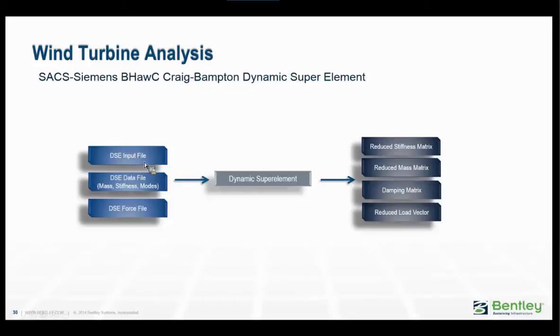And finally the third step is to use the dynamic superelement input file, which describes the type of damping you require, etc., and also the data file and the force file. And then after the dynamic superelement has been run, you would get the reduced stiffness matrix, mass and damping matrix, and also a reduced load vector. And again, these could be used directly now by the Siemens BHawk program.